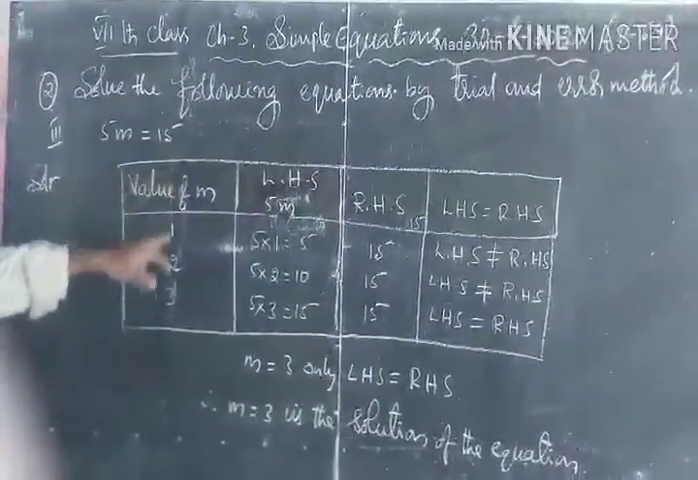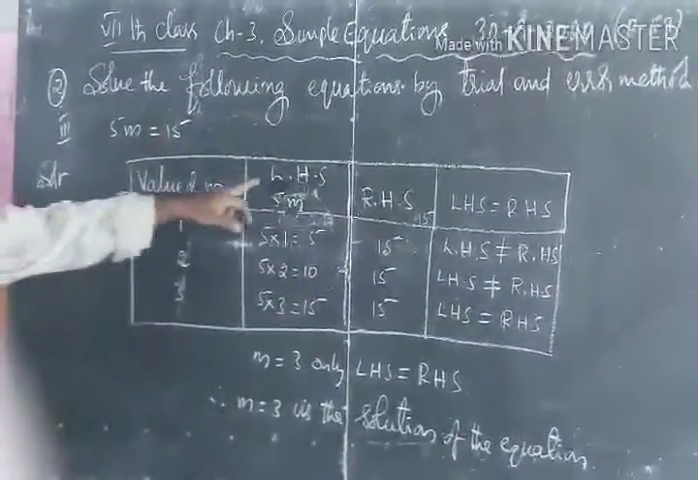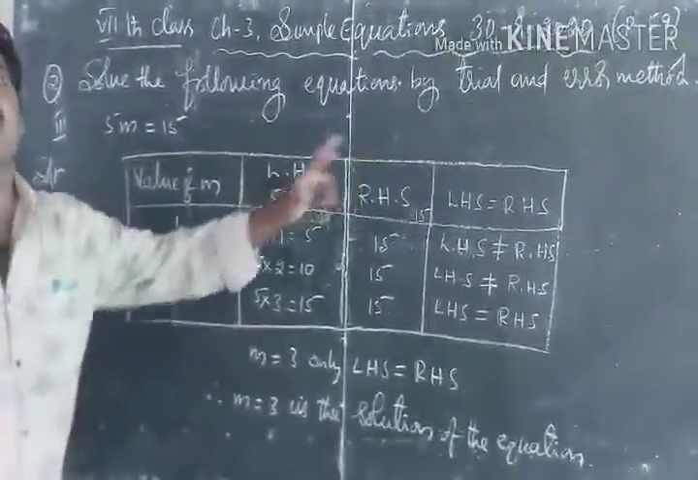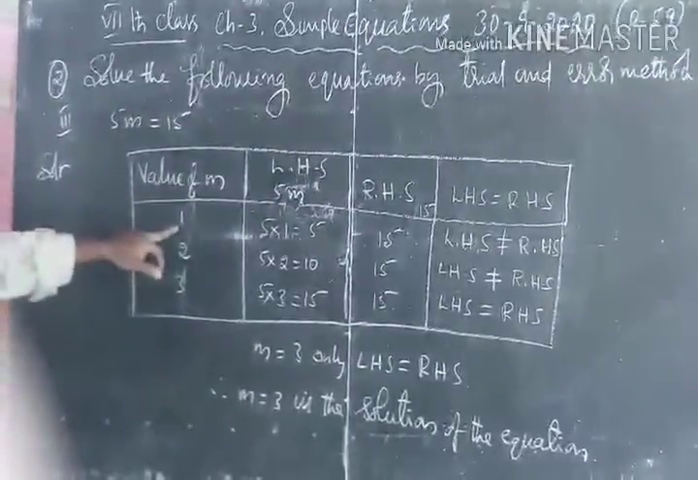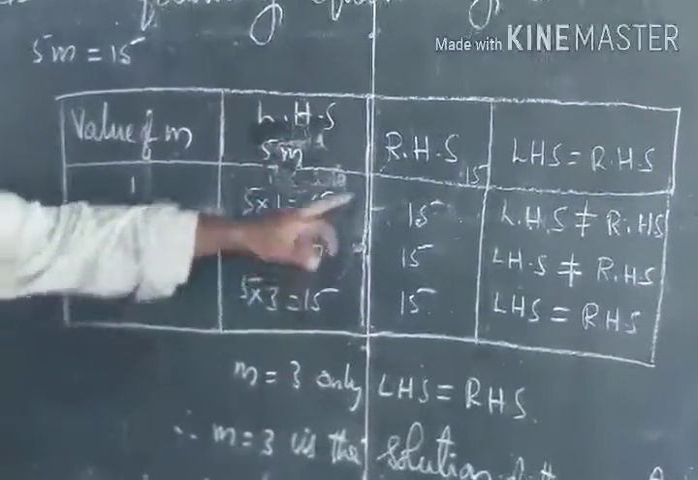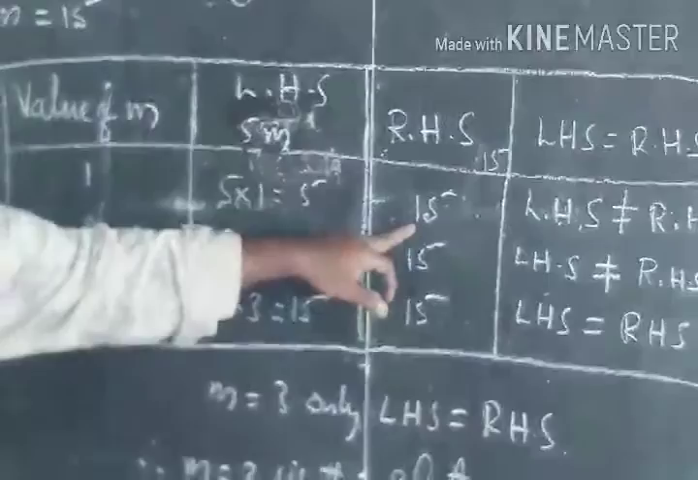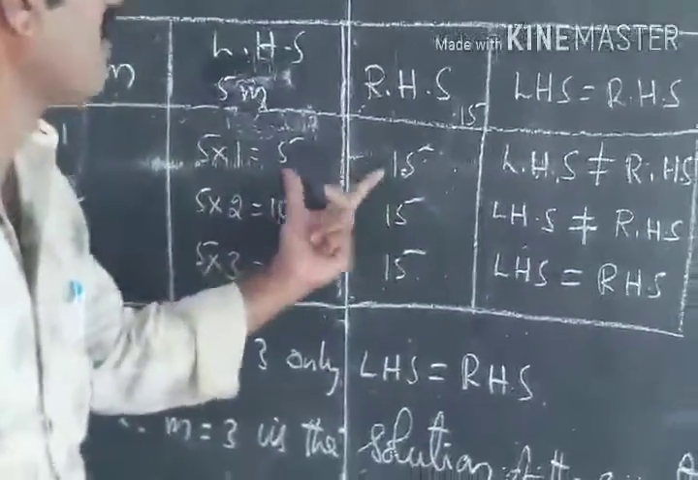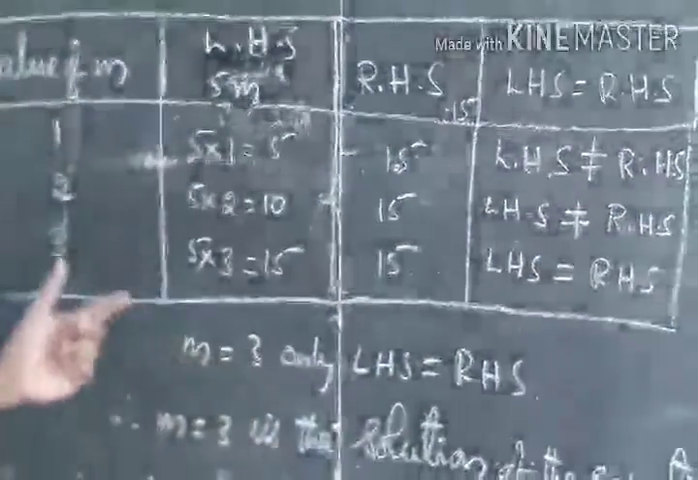5m is equal to 15 is given, no. First, the value of m. LHS, RHS. LHS is equal to RHS. Value of m is equal to 1 you want to take first. 5m means 5 into 1 is equal to 5. RHS how much is there? 15. Both sides equal? Not equal. LHS is not equal to RHS.